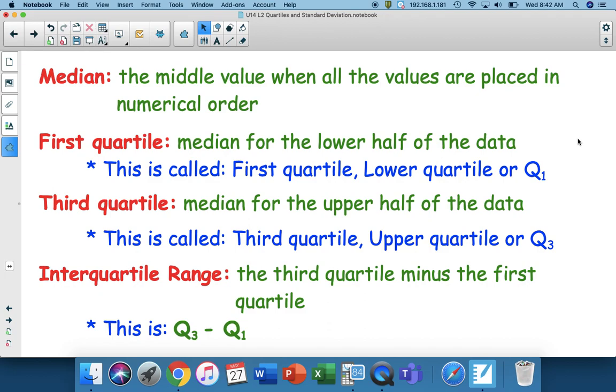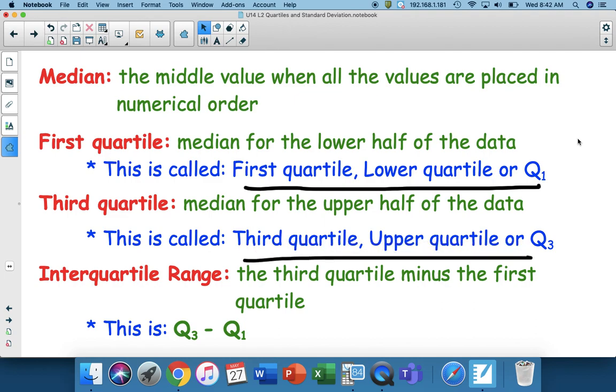This is really important that you realize that they have a bunch of different names. First quartile, lower quartile, Q1. That's pretty important. Third quartile, upper quartile, or Q3. That's pretty important because on tests and stuff, they ask with these different words. They'll say, what is the third quartile, or what is the value for Q3? So you should know what that is.